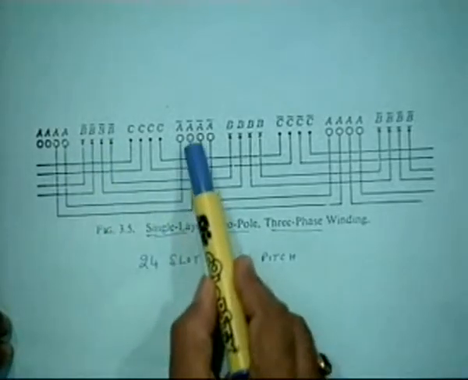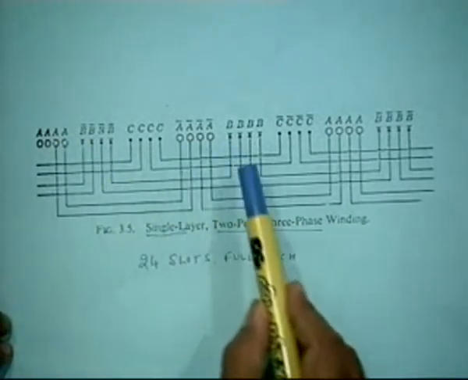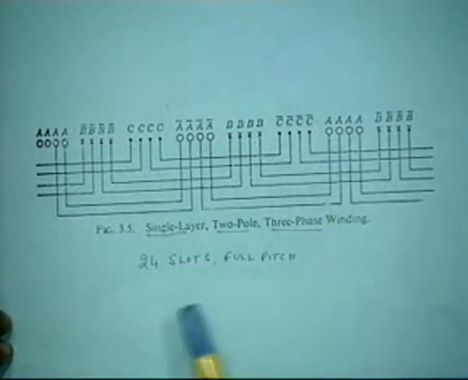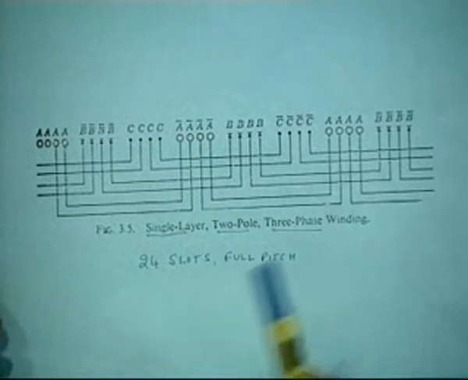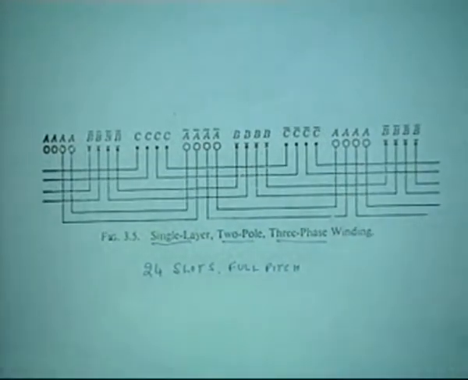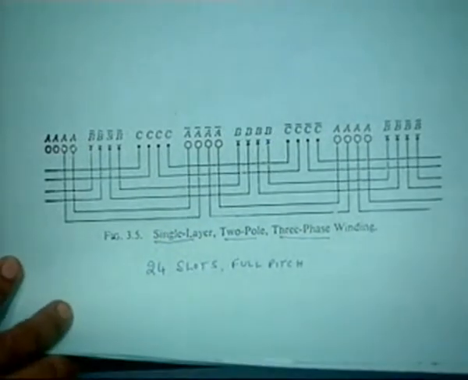Okay. Then we have bifurcated on this side, half going left, half going right, and these are all the single layer 2-pole 3-phase winding, 24 slots. So, I have seen all these are basically some practical aspects of the windings.